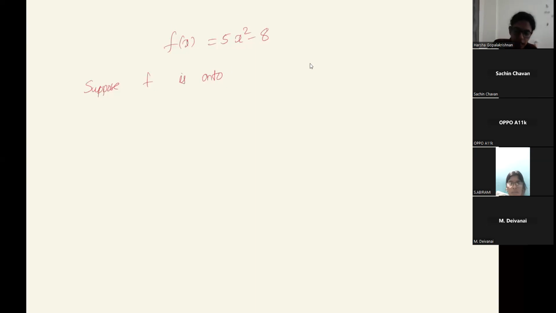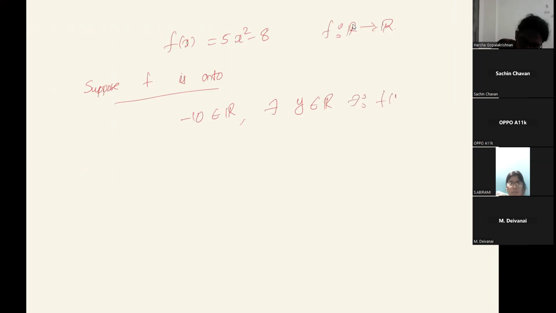So I am taking an element, the function is from R to R. If f is onto, every element in this R should have a pre-image here. So I am taking an element minus 10 in R, and I am assuming there exists some y in R such that f of y equal to minus 10. Clear?